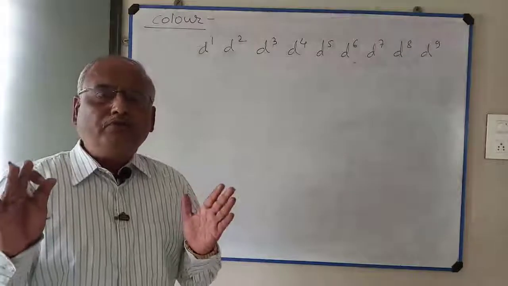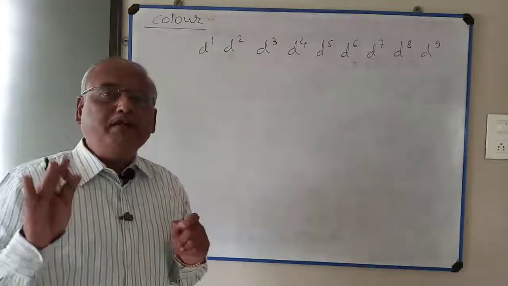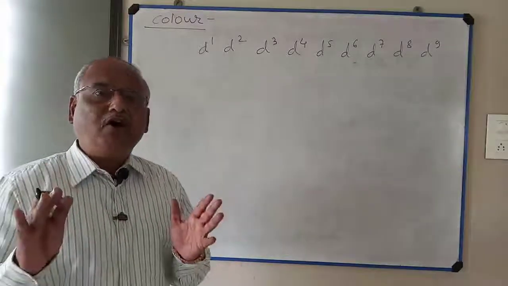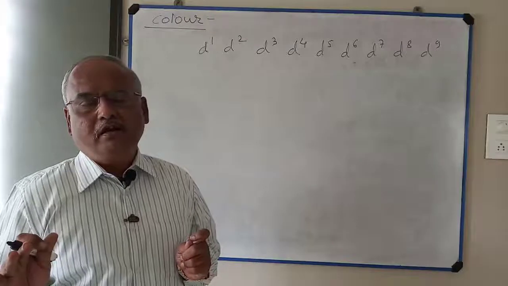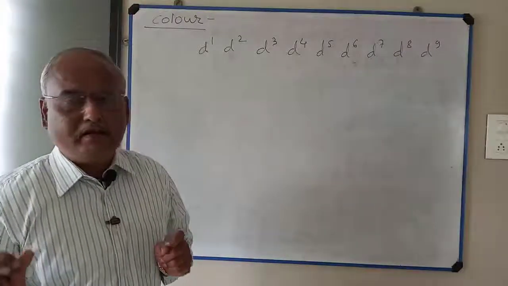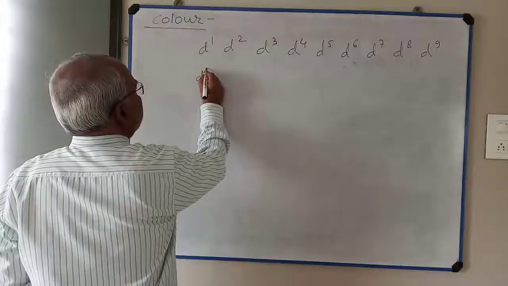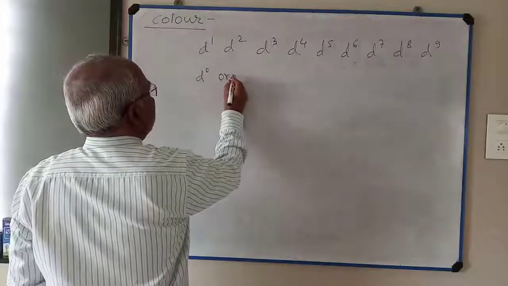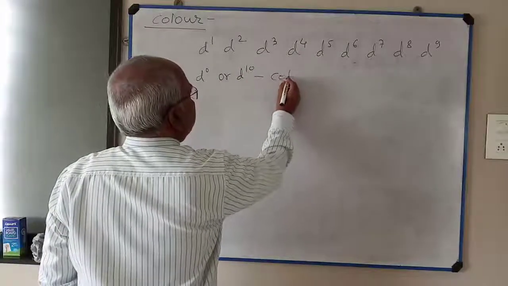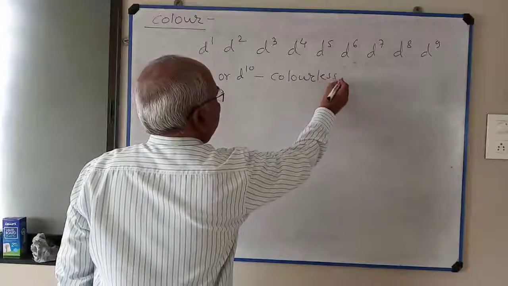Remember, those atoms containing unpaired d electrons are colored. Atoms or ions containing unpaired d electrons are colored, whereas systems having d0 or d10 configuration are colorless.